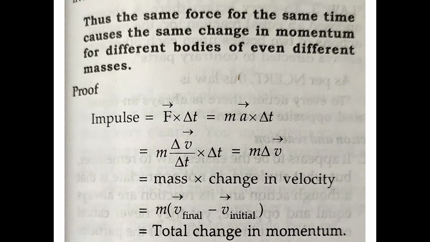Let us discuss impulse. Impulse is the average force multiplied by the small interval of time. From Newton's second law, F is equal to ma. So a is the acceleration, that is the rate of change of velocity, and this gives the mass into change in velocity, where the change in velocity is v final minus v initial. If we keep m inside, it becomes change in momentum, because momentum is mass into velocity.